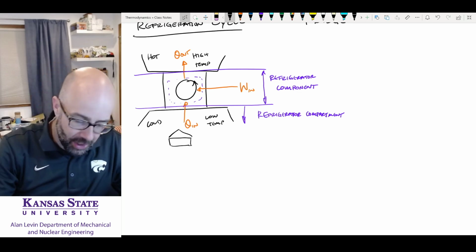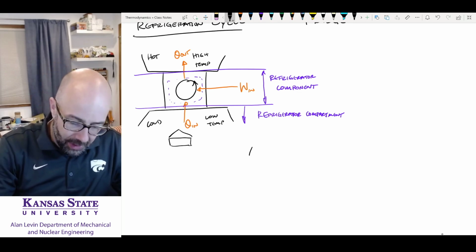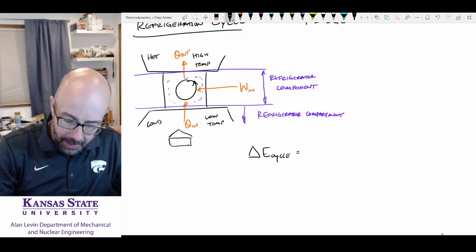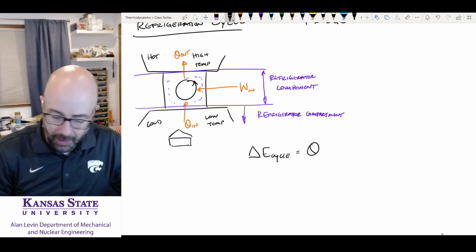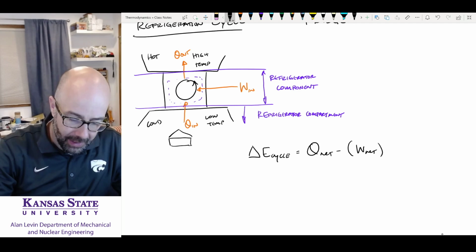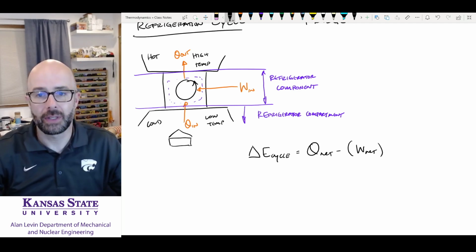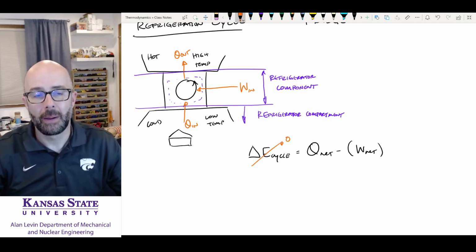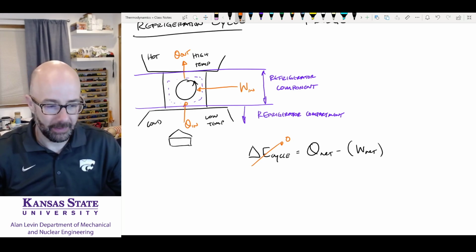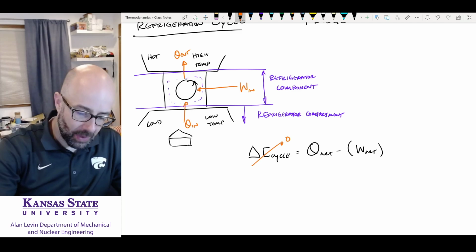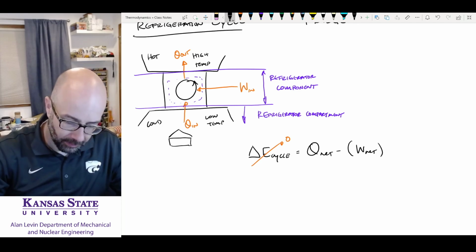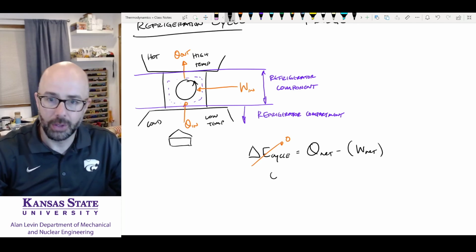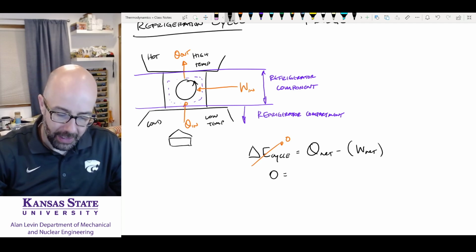Okay, let's look at the equation here. We know for a cycle, the change in energy for a cycle has to equal Q net minus W net. Okay? And we know that this has to go to 0. The energy for a cycle has to go to 0. Okay, that has to be the case. All right? So now let's write what's happening. 0 is equal to, what's our net heat transfer?